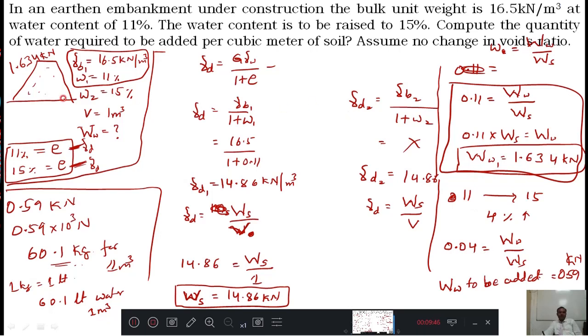What we did, we understood the problem here. There were two conditions. The initial condition is 16.5 and 11% water content, and in the later condition I need to increase the water content by 4%, to 15%. Then for every 1 meter cube of soil, how much water is needed, that they are asking, and the condition is the void ratio in both conditions is the same. Then by using that I will calculate gamma d, the basic equation Ws by V, then I get Ws, then I come to the water content formula and calculate it.